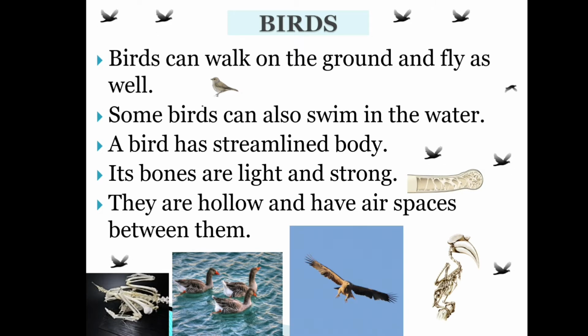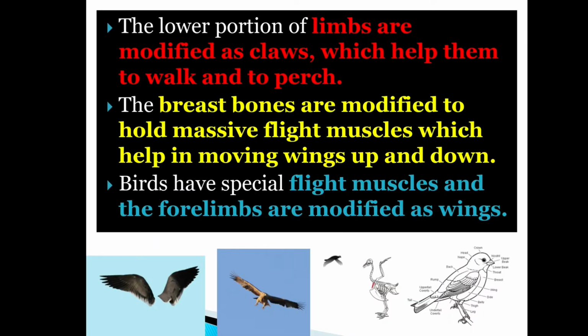So the bones are very light and strong so that they are able to fly for a height. So their bones are very light and strong so that they can fly easily. The lower portion of limbs are modified as claws, which help them to walk and to perch. The breastbones are modified to hold massive flight muscles, which help in moving wings up and down.